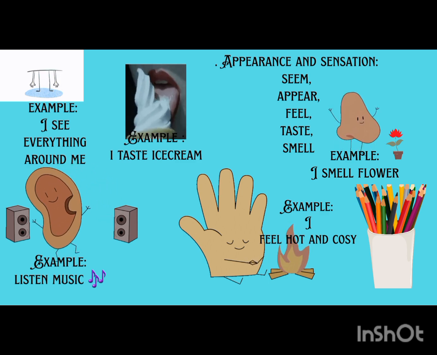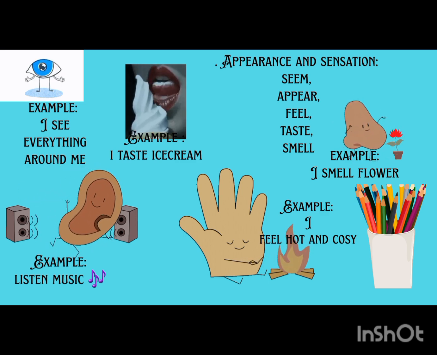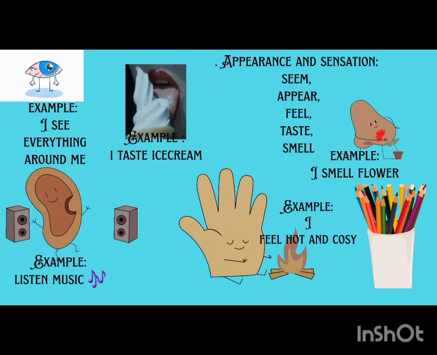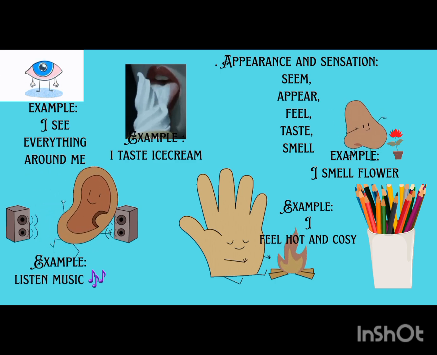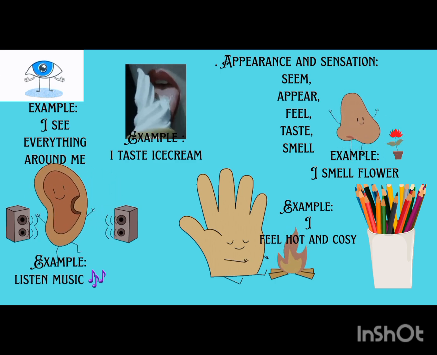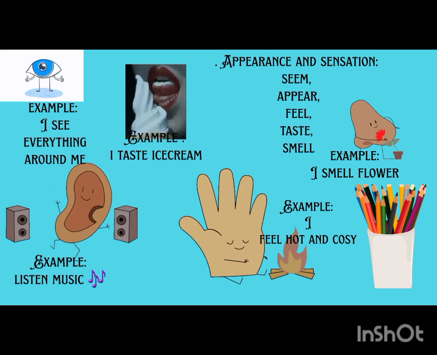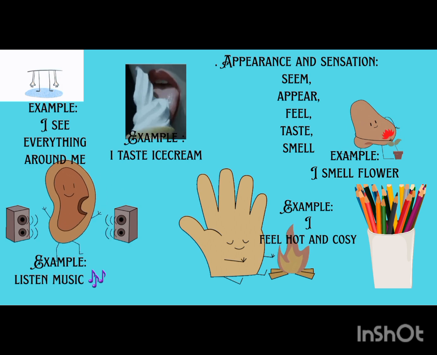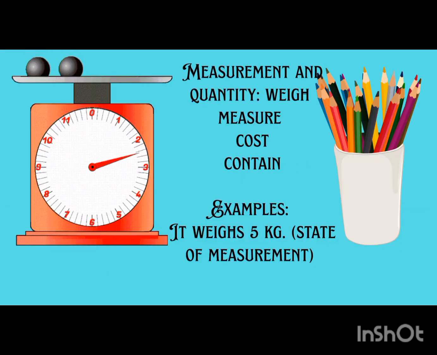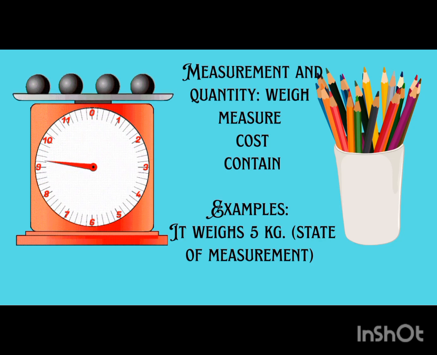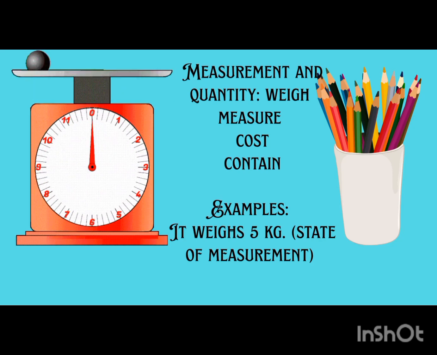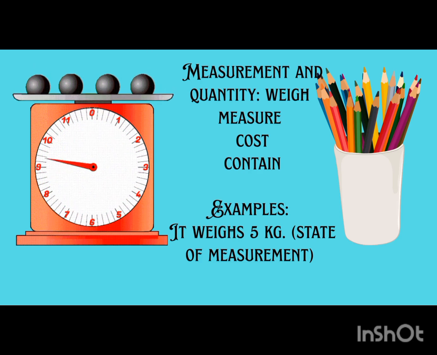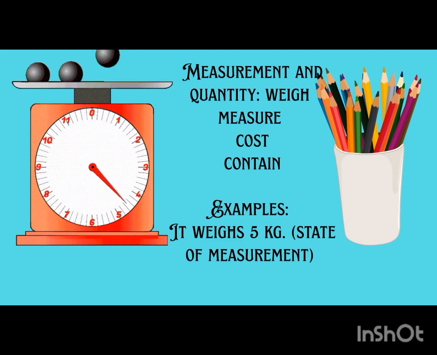For example, with eyes, I see everything around me. Ears, I listen to music. Tongue, I taste ice cream. Skin, I feel hot and cozy. Nose, I smell flowers. Appearance and sensation are also stative verbs, for example seem, appear, feel, taste, smell. Measurement and quantity also come in stative verbs: weigh, measure, cost, contain. For example, it weighed 5 kg, a state of measurement. So these are all stative verbs.